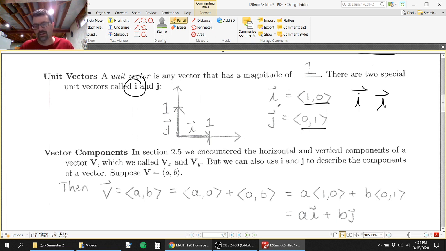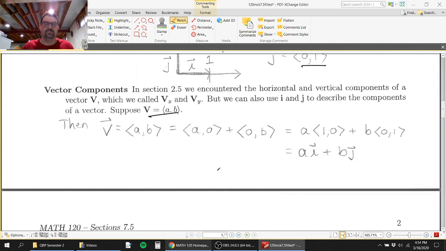So the thing is, i and j can become basic building blocks for vectors. Every single vector can be written in terms of a combination of i and j. So if v was a comma b like this, then taking it apart, here are the coordinates that go with v. You could separate them like this into basically a horizontal vector and a vertical vector, right? That's the vx and the vy that we talked about before. Well, each of those is just a real number.